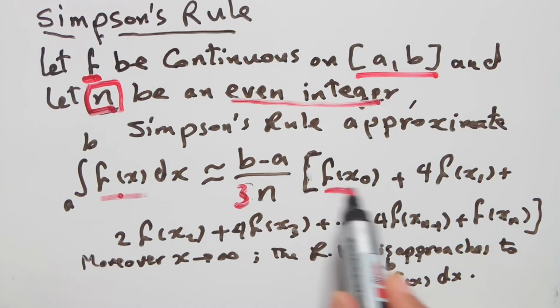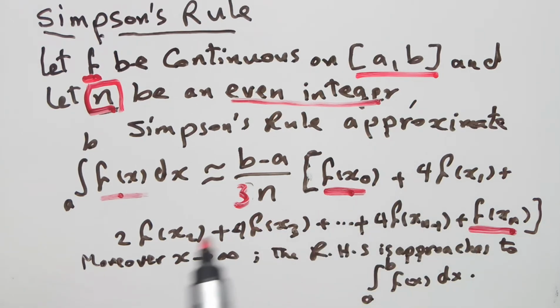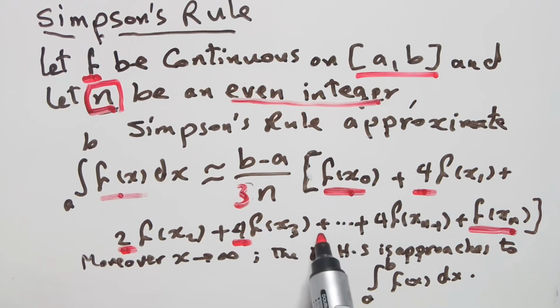Okay, and the first value is f of x naught and the last value is f of xn, like the trapezoidal rule. In the trapezoidal rule, all of the values of the function between f of x naught and f of xn are doubled, but here one is multiplied by 4 and the next multiplied by 2, multiplied by 4, multiplied by 2, and so on.